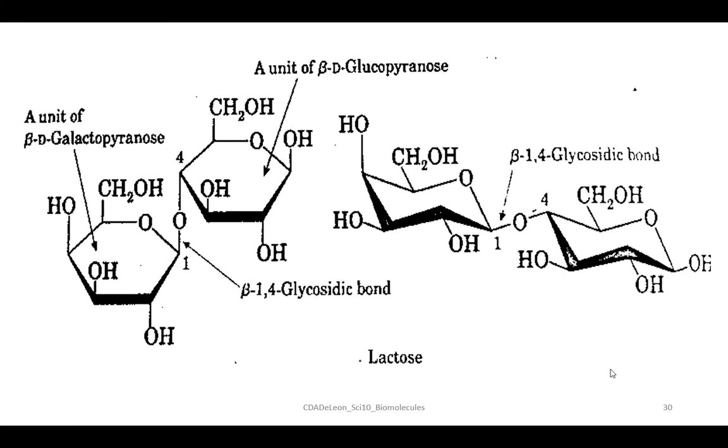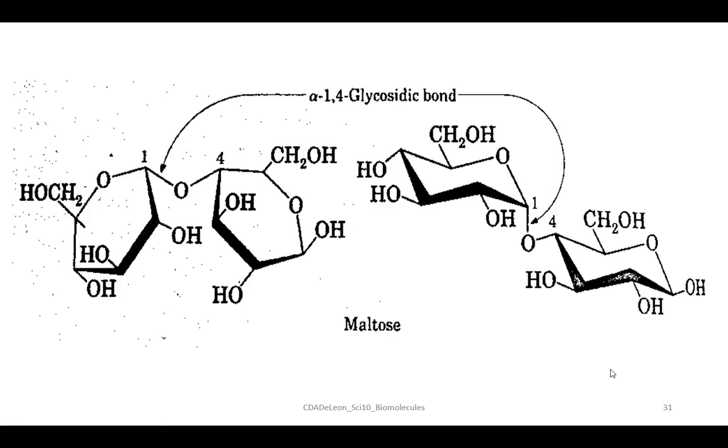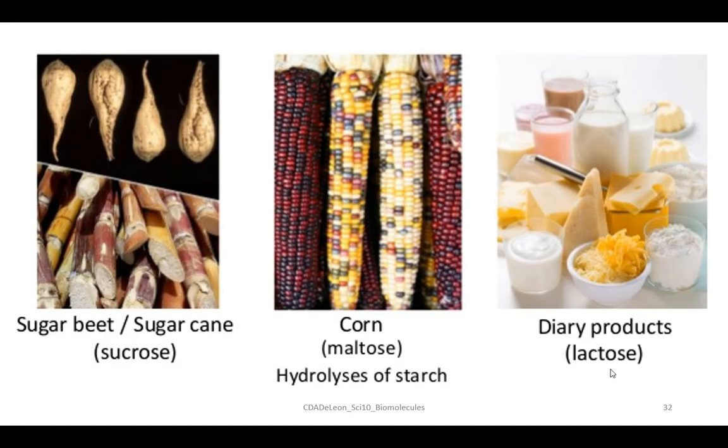This is lactose and maltose. So sucrose can be observed in sugar beet or sugar cane. Maltose can be seen in corn or in the hydrolysis of starch. And lactose can be observed in dairy products.